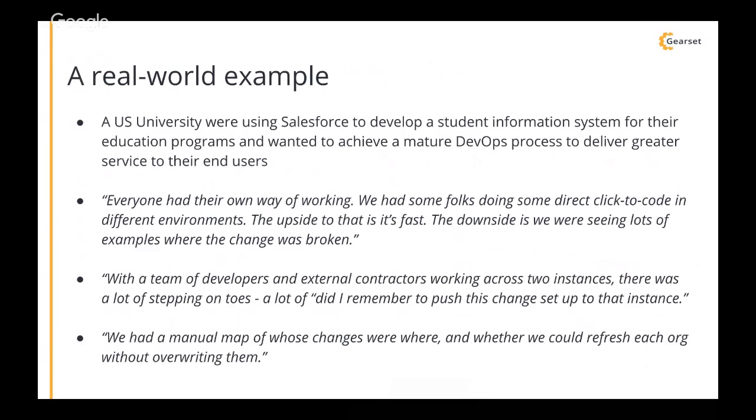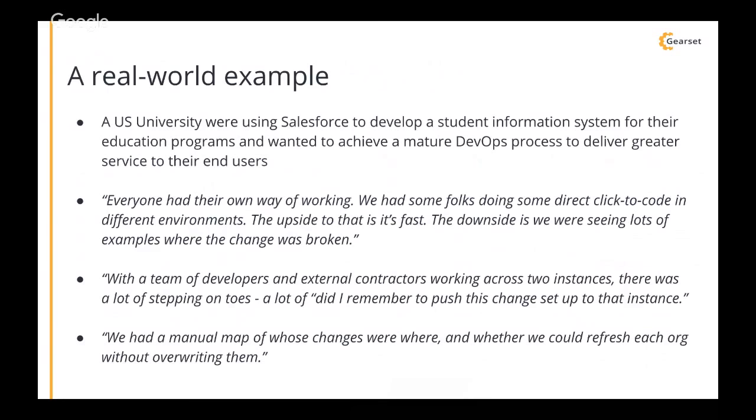So they were initially working, as most companies do, with change sets and changes made directly in their environments. They had a medium-sized team of developers internally and some admins, as well as an external group of contractors who are helping them with some of this work. And although this process works well to begin with, making changes directly in orgs is quite quick, and you can get those changes promoted out to those end users nice and quickly. The challenge is that you end up introducing errors, and it can be easy to step on each other's toes when you have multiple developers working in the same environment.